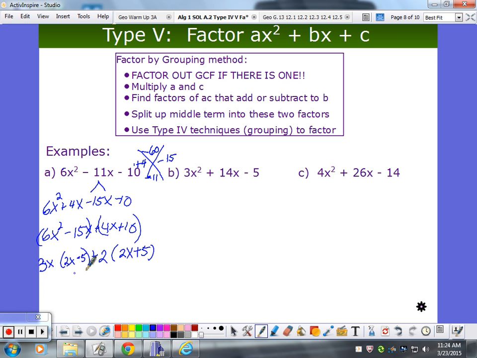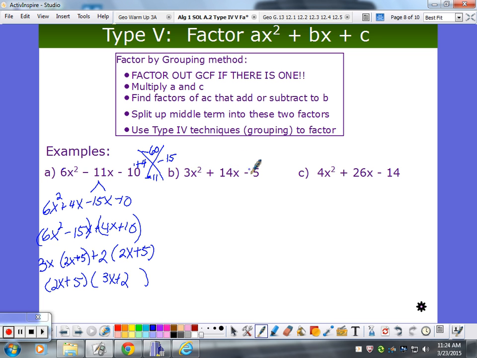Oh, yay! Common factor, common polynomial of 2x plus 5. And then what's left when I factor that out? Yay. I hope you're writing this down. Hope you are. All right, let's do this one.